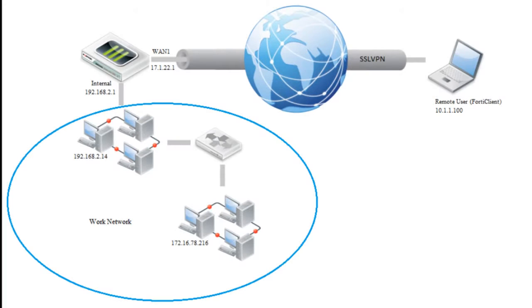Let's start by reviewing a topology of a typical FortiGate protected network. The internal port of the FortiGate is connected to the internal work network, which in this example consists of two subnets. The WAN port of the FortiGate is connected to the Internet. Remote users wishing to connect to the work network from the Internet can do so by connecting to the FortiGate securely over SSL VPN. Once connected and authenticated, FortiGate will grant the remote user access to the work network.